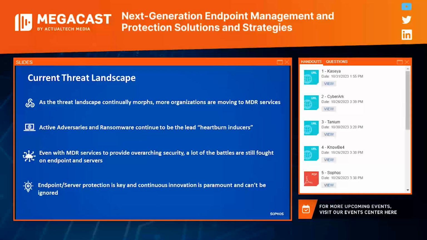So obviously the threat landscape continually morphs, right? More and more organizations are moving to MDR services, and rightfully so. What we also see, as I survey customers and talk to them, is that active adversaries and ransomware continue to be the lead heartburn inducers. Year over year, we see the same trend. Hey, ransomware is really, really problematic. Ransomware tends to be very disruptive, and in some instances, resume updating situations.